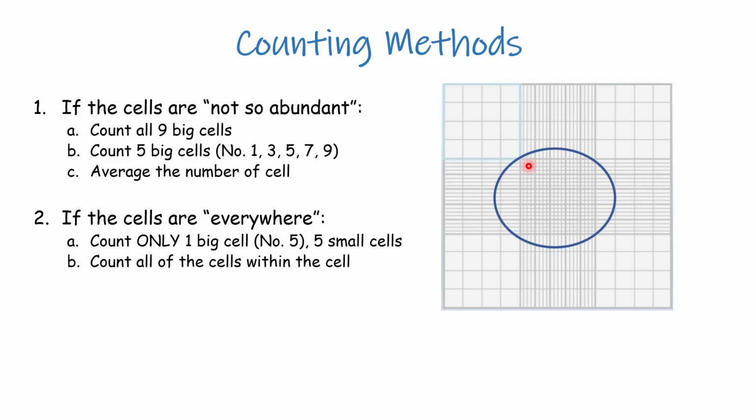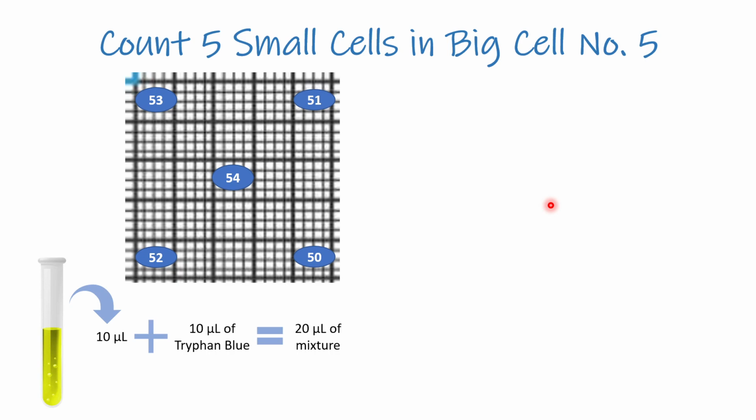As an alternative, if you can, you don't need to multiply the total number with 5. You just need to count all of the cells here, all cells contained within big cell number 5. Okay. And then what do you do with that information? Okay, so here's the deal.